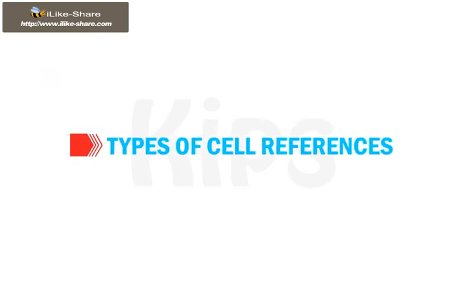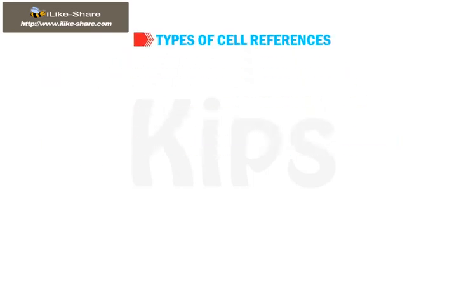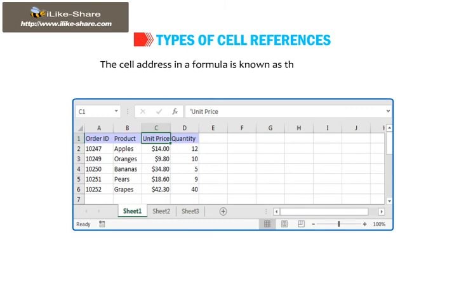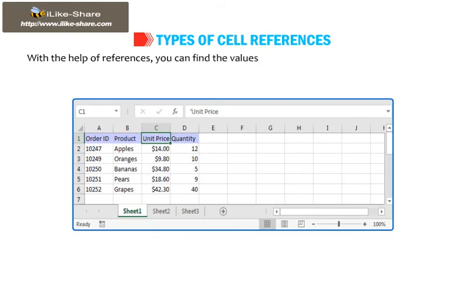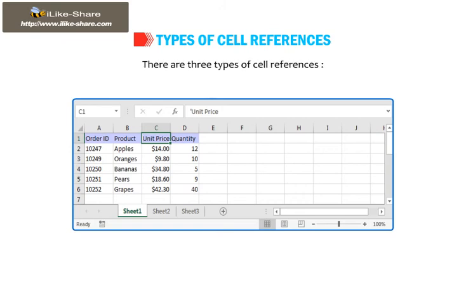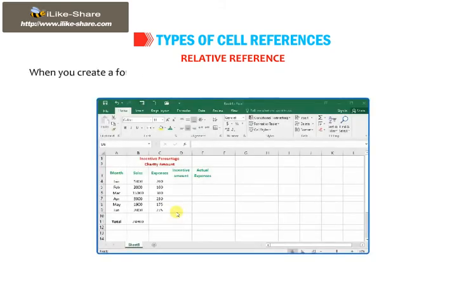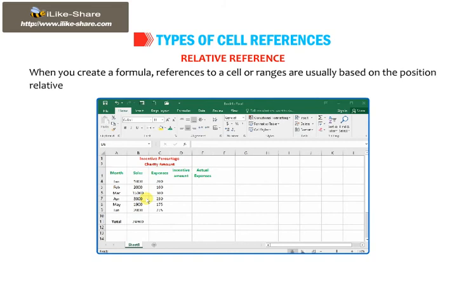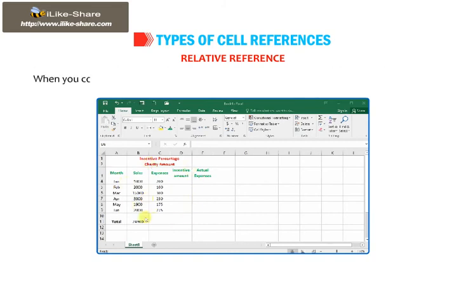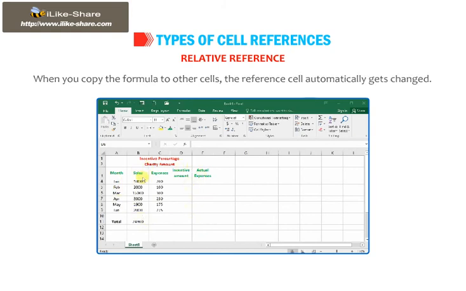Alright, now let us discuss the types of cell references. The cell address in a formula is known as the cell reference. With the help of references, you can find the values or data in a worksheet that you want to use in a formula. There are three types of cell references. Let's talk about the relative reference. When you create a formula, references to a cell or ranges are usually based on the position relative to the cell. When you copy the formula to other cells, the reference cell automatically gets changed.